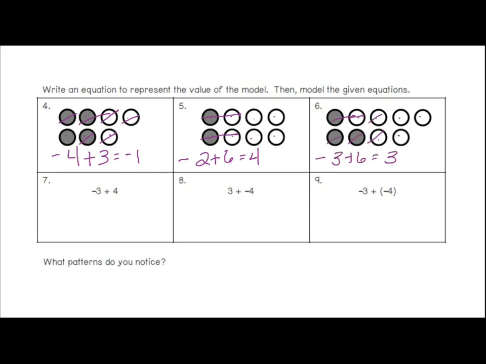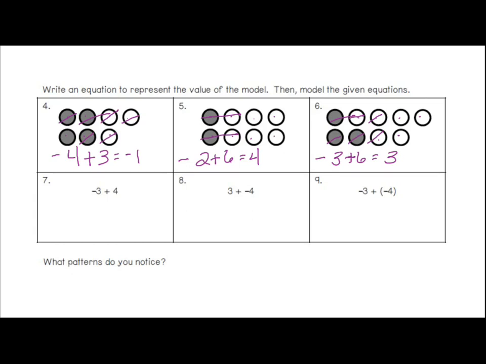Did you get the same answer I got? You should have a positive 3. You would have had -3 plus 6, which gives us a positive 3. Now what I'm going to do here is I'm going to build the model for 7, 8, and 9, and then figure out what my solution is.